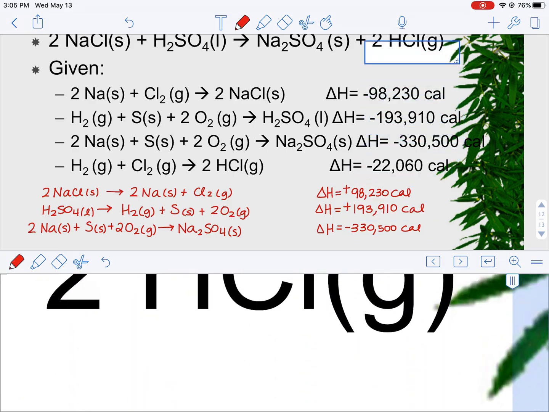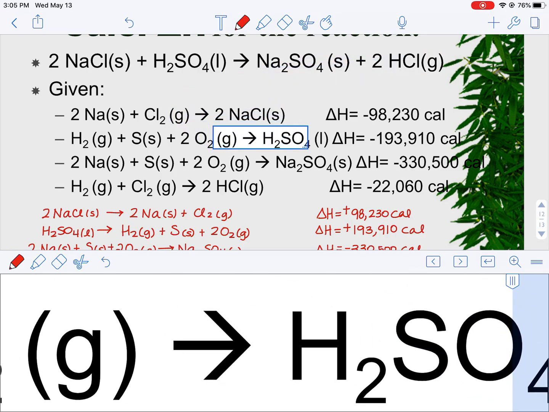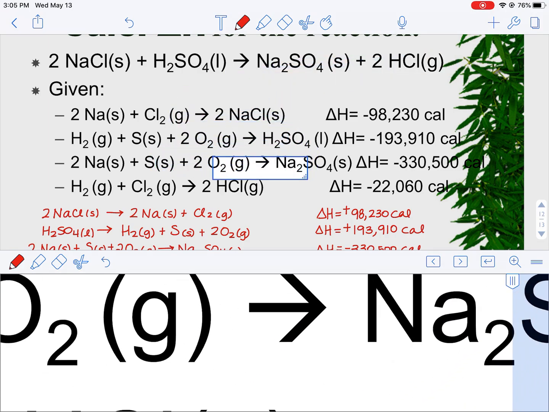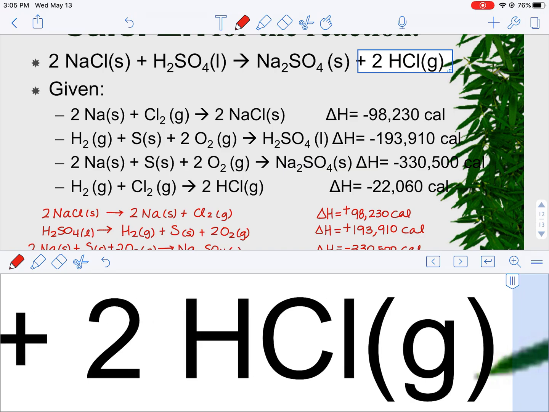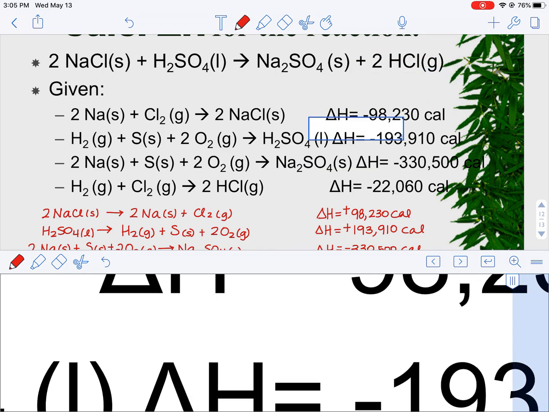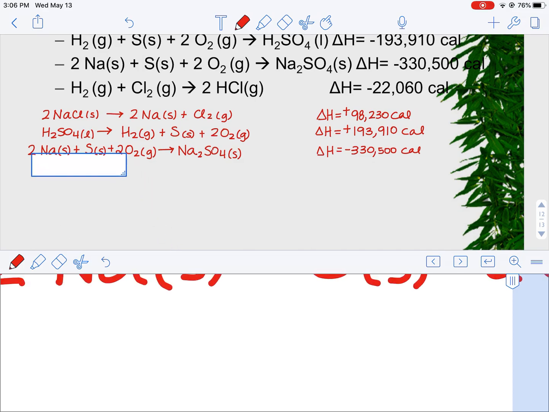Looking back at our overall, we're up to our final species, hydrogen monochloride gas. Find where it is in our mechanism. Oh, here it is in the fourth. It is a product in the mechanism. HCl is a product in the overall. 2 moles are produced in the overall. 2 moles are produced in the mechanism. Therefore, no manipulation of this reaction needs to occur.